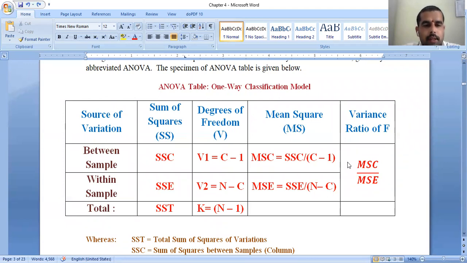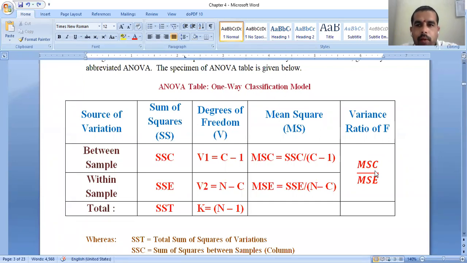In the previous class, we discussed the steps involved in calculating the ANOVA one-way classification table. Here is a small summary of the one-way classification model table: sources of variation, sum of squares, degrees of freedom, mean squares, and variance ratio of F. This table you have to remember. In the previous class also I said to recollect this table. That is the most important.